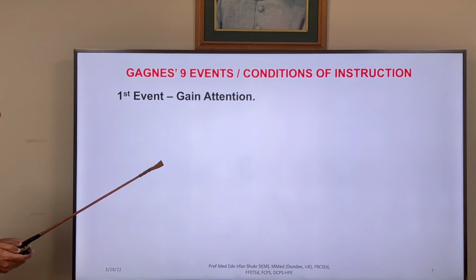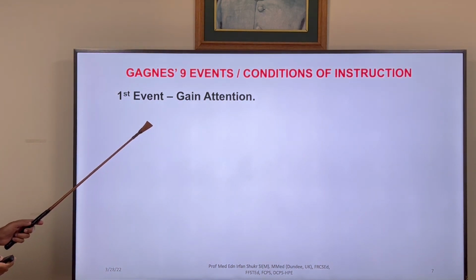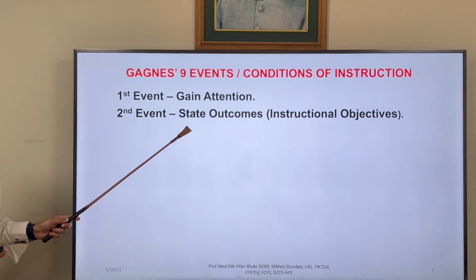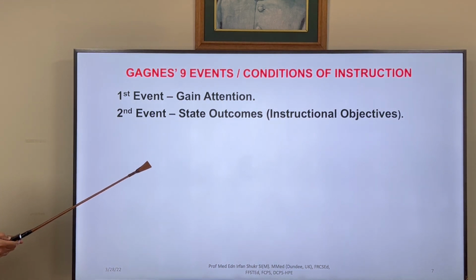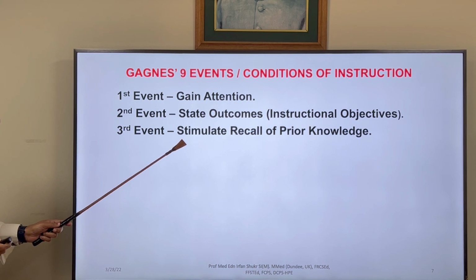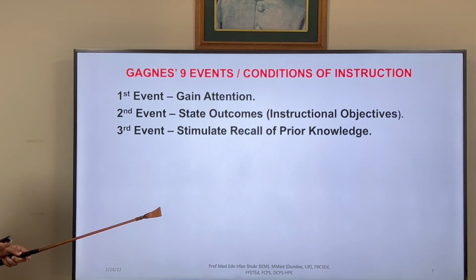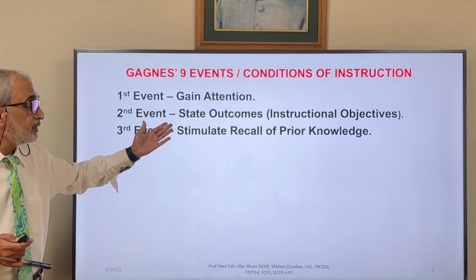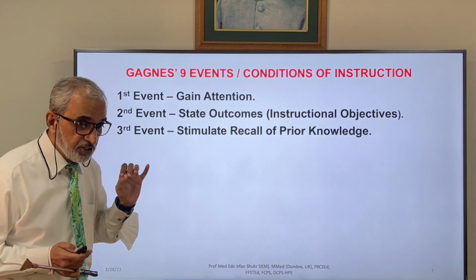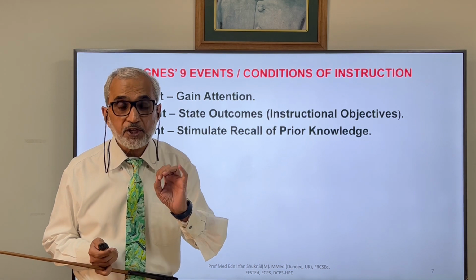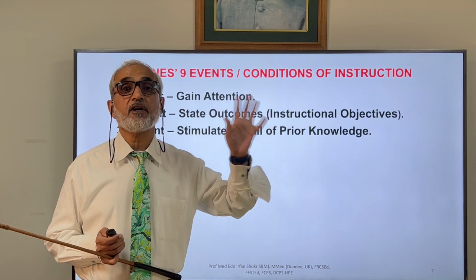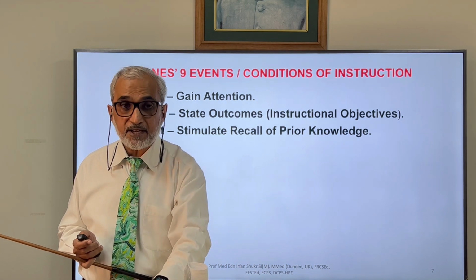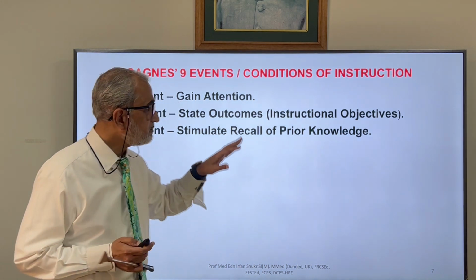There are 9 events. First event is gain attention. Second, state outcomes, instructional objectives. Third event, stimulate recall of prior knowledge. Gain attention, information processing model. Attention is the mental energy through which the information goes into the working memory and from working memory into the long-term memory, and attention is required to retrieve it back.